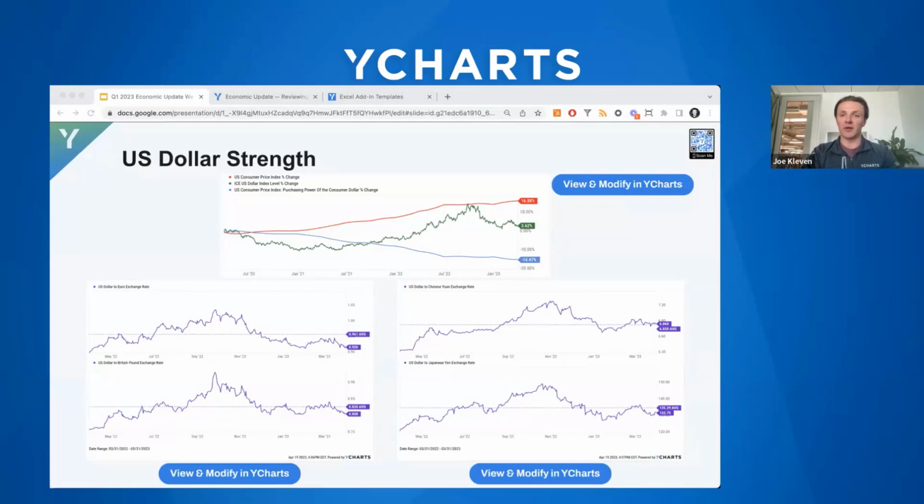The US dollar to euro, to pound, and to yen are all below their one-year averages still. And we also see there at the top chart how the divergence between CPI and the purchasing power of the dollar has continued to shrink amidst persistent high inflation.